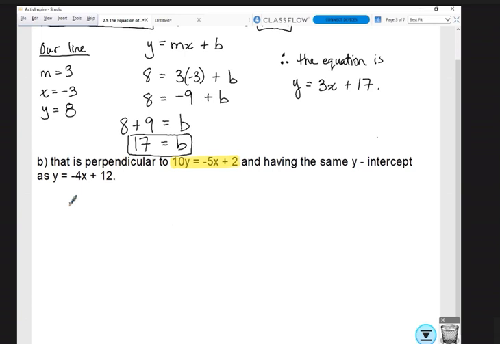So it's not like the slope is just negative 5 because we have a 10y out front. So maybe we can take this equation and put it into y equals mx plus b by dividing everything by 10. We have something like y equals negative 5 over 10, which is negative 1 over 2x plus 1 over 5, I suppose.